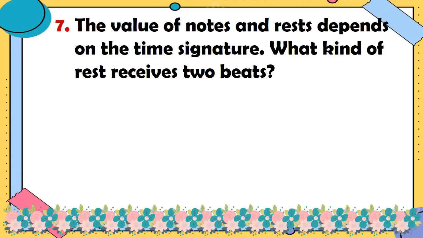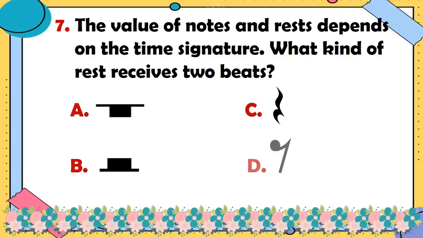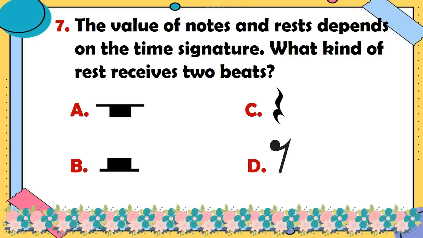Number 7. The value of notes and rests depends on the time signature. What kind of rest receives 2 beats? A, whole rest. B, half rest. C, quarter rest. D, eighth rest. What is the answer? Very good. The correct answer is letter B.